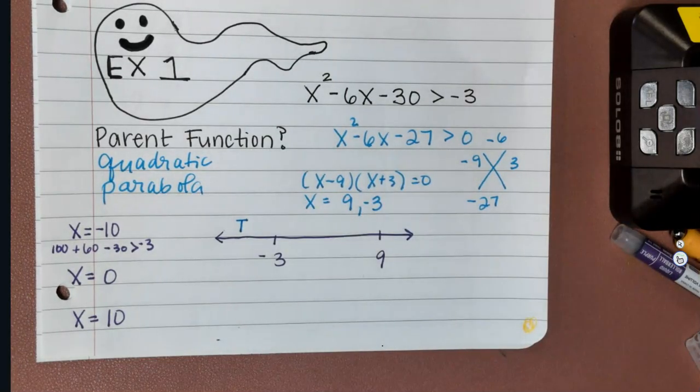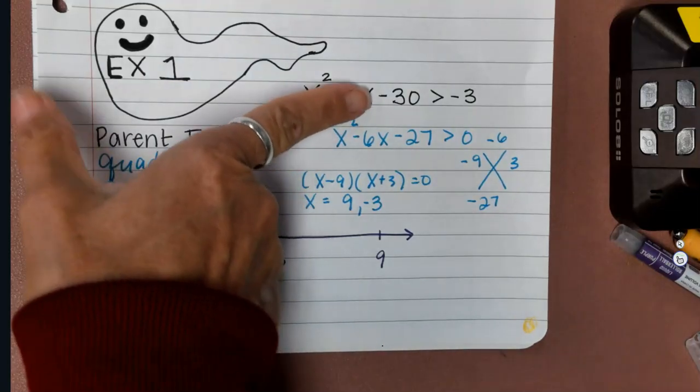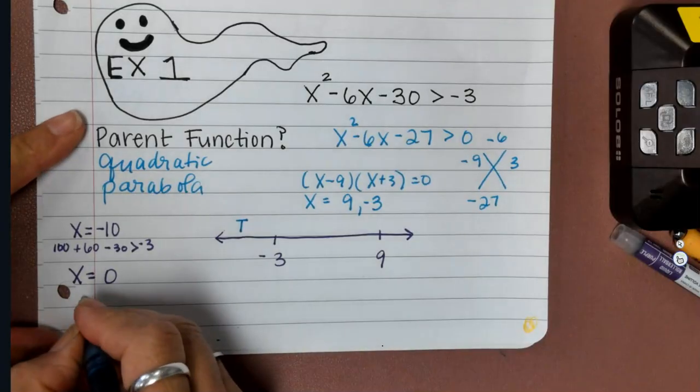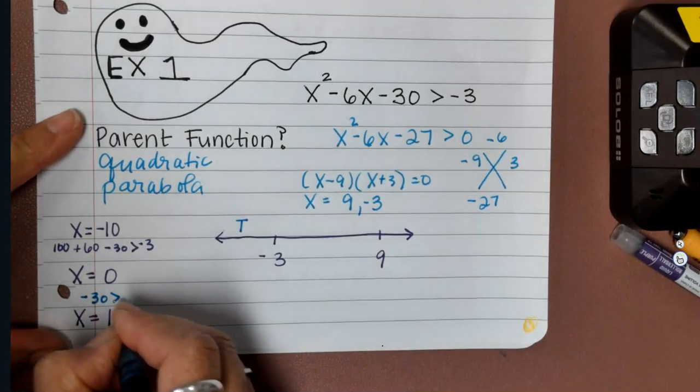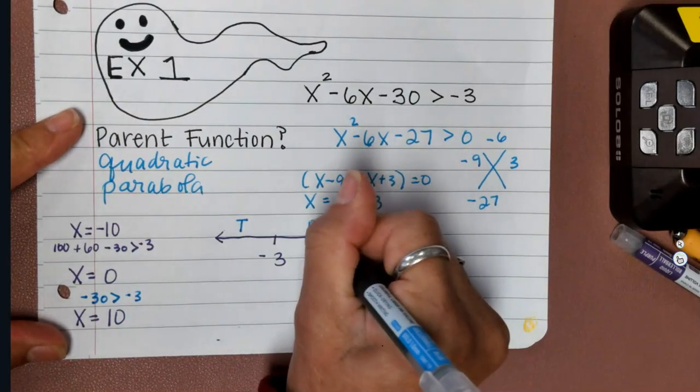Yay, my favorite. Don't blink, you're going to miss it. When you plug in 0, those go away. So it's going to be negative 30 is greater than negative 3. Is that true? This section's false.